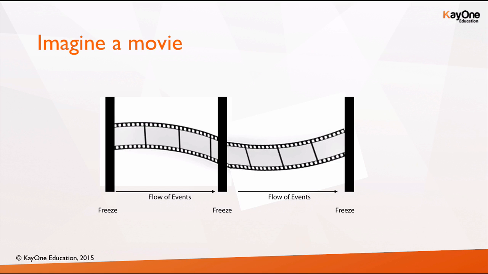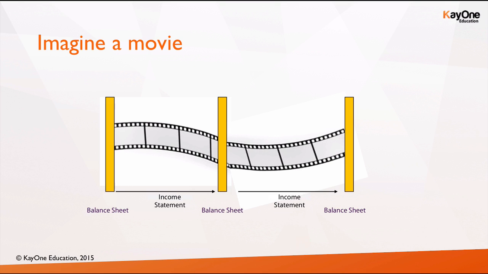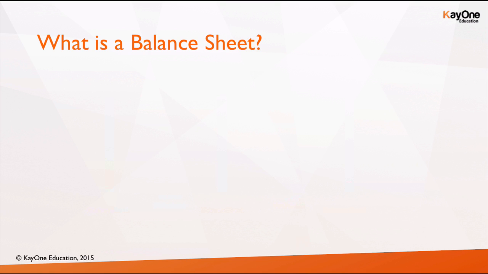Okay, now imagine seeing a movie where you have an opening freeze, then you have a flow of events, then you have an intermission or an interval, then again you have a flow of events, and again a closing freeze. In accounting terms, if you apply this logic, the freeze or the snapshot is called a balance sheet. The flow of events between two balance sheets, like how we saw between 70 and 79, is called the income statement.